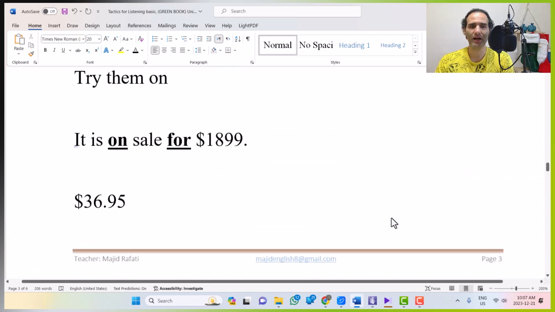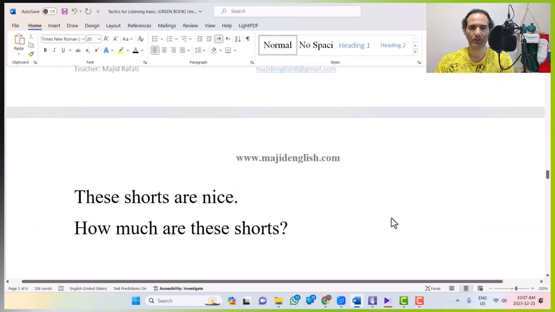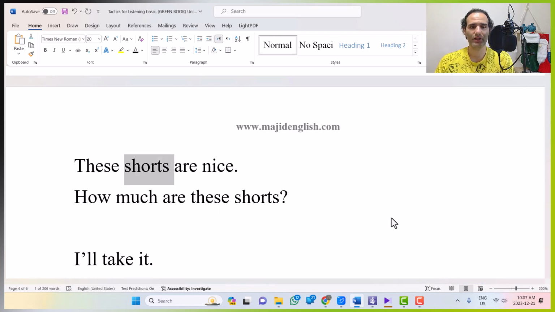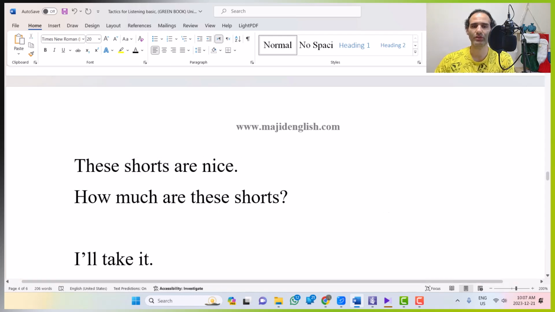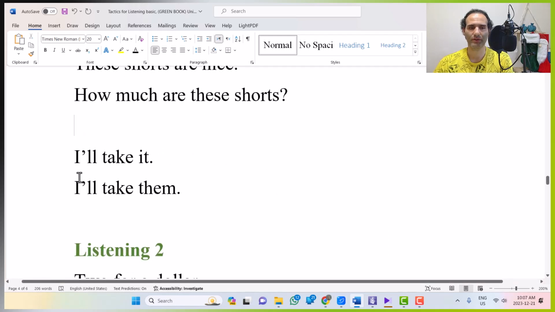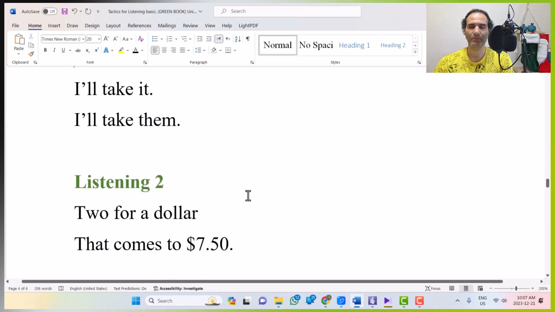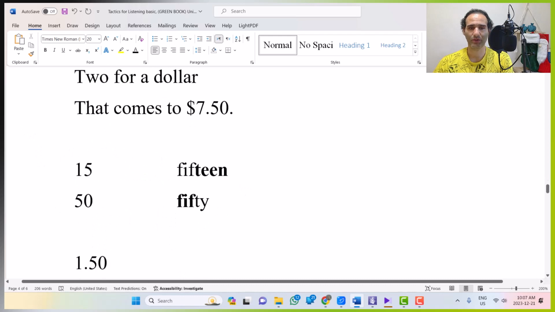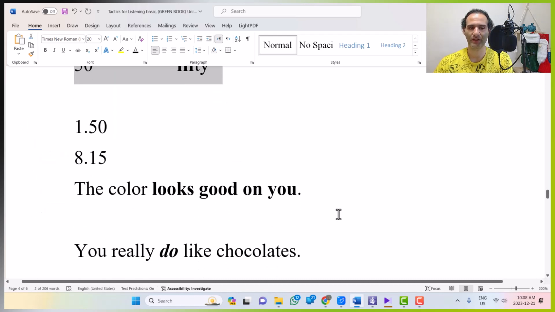It is on sale for $18.99. Of course, it is not $18.99, it is $1,899. We said that shorts are plural, so we use plural verbs for them, plural pronouns for them. I'll take them, I'll take it means I'll buy. In listening two, we had 2 for $1. It was important. The pronunciation of this one, 15. This one, 50. It's important. That looks good on you.